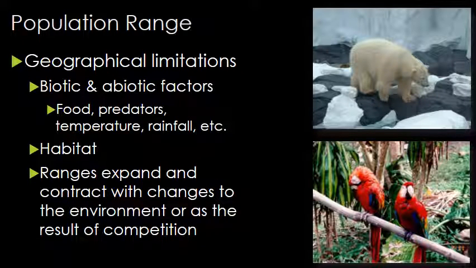Range is, of course, controlled by geographical limiters. Biotic factors, abiotic factors, say the polar bear, their range is drastically shrinking as climate changes. Habitat is going to be part of range. If you don't have the habitat you like to live in, you're not going to survive well. Ranges are going to change with the environment, with competition, invasive species. All these things can affect range. As we are dealing with a warmer and warmer climate, species are spreading from the equators up, and the ones that like the cold, they're slowly dying out.